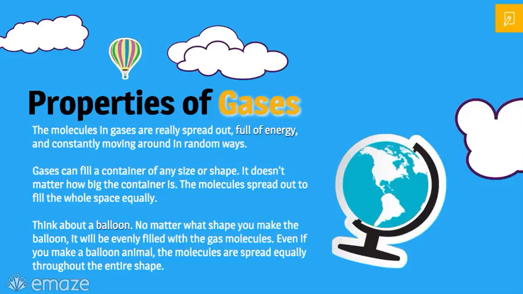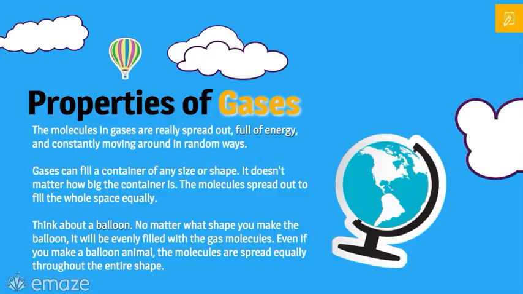Gas molecules are just spreading out, and you're adding more gas molecules. Even if you've ever made a balloon animal, when you see the guy or girl who makes balloon animals, you twist them, the gas molecules just move to another part and spread out equally again. The tail has the same amount of air in it throughout, and the head as well. So the molecules are just spread equally throughout the entire shape.